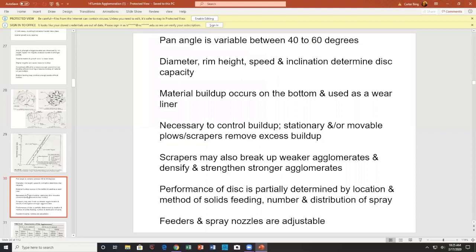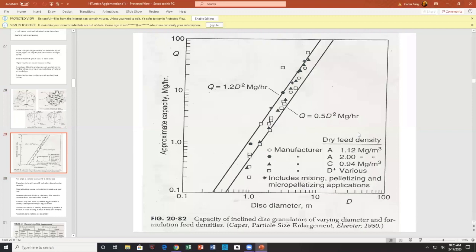Pan angle, maybe 40 to 60 degrees. Diameter, rim height, speed determine the disc inclination, determine the disc's capacity. This is approximate capacity versus disc diameter. Disc diameter, and they have a square there, and I would like to point out that the data would suggest it's more of a cube than a square. This is a volume. Q is volume, and I have it related to an area.